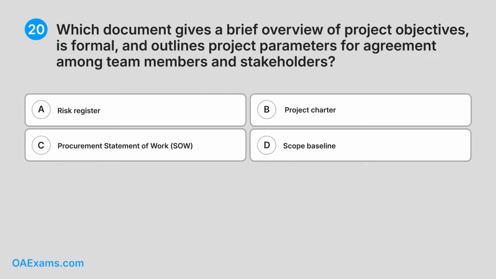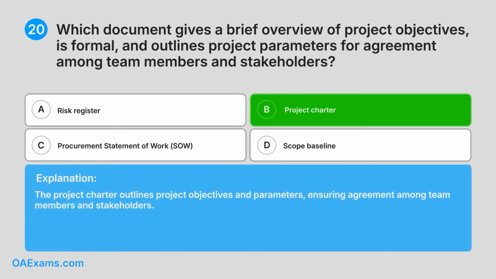Correct answer: B. Project charter. Explanation: The project charter outlines project objectives and parameters, ensuring agreement among team members and stakeholders.